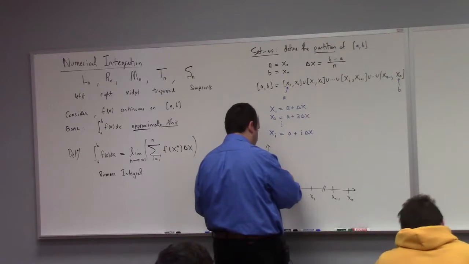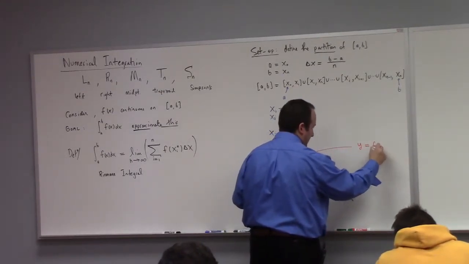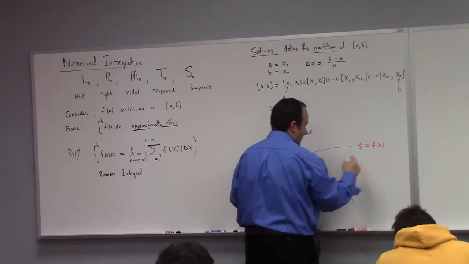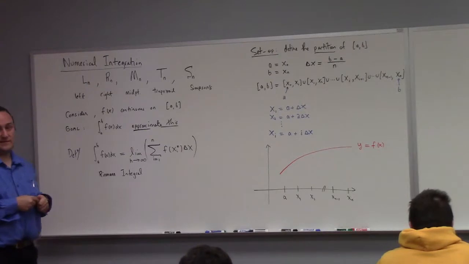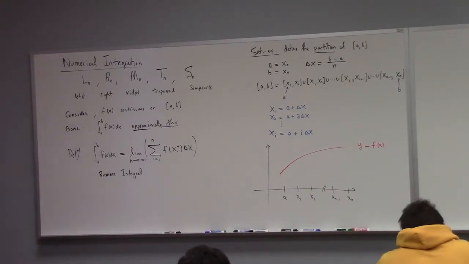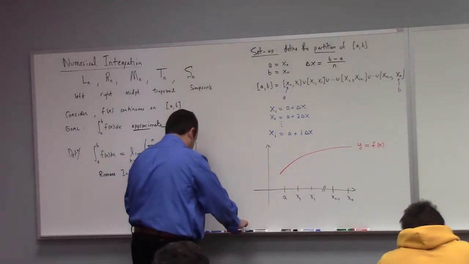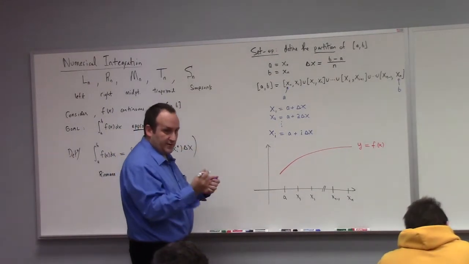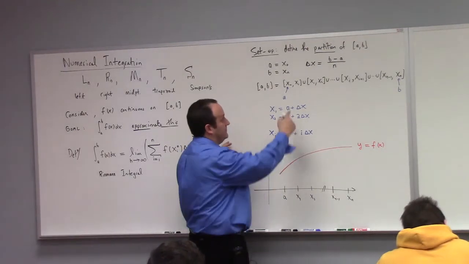A function, I'll draw it like this. Here's y equals f of x. So let's start with L_n, the left endpoint rule. What would the left endpoint rule look like, how could I picture it given this partition? The way it works is you use the left endpoint of each subpartition.